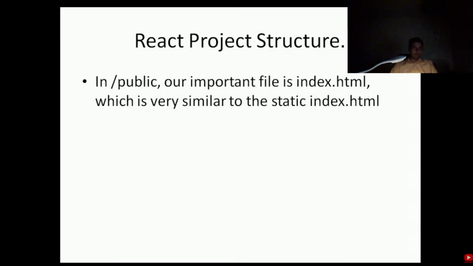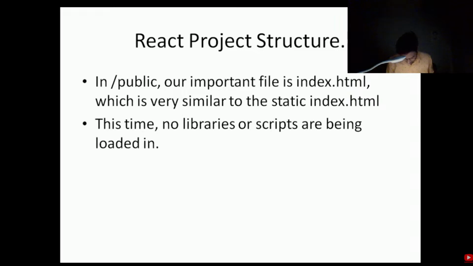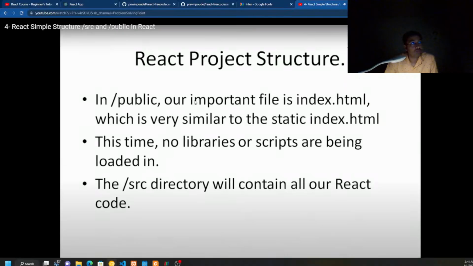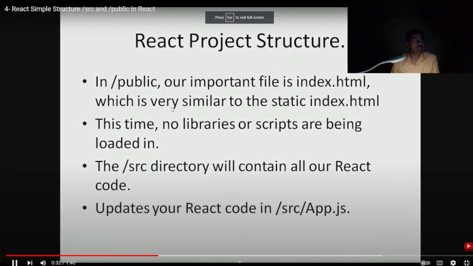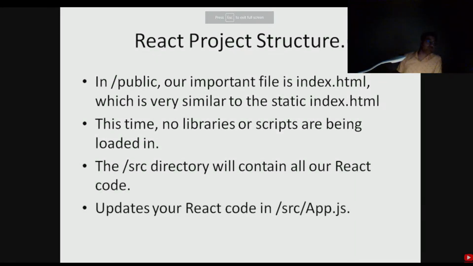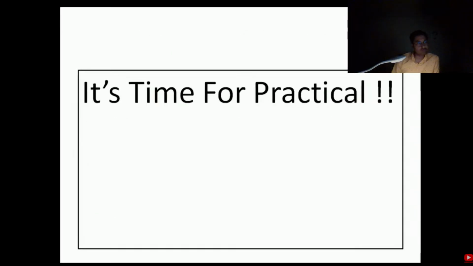In public, our important file is index.html, which is very similar to the static index.html which we had before. Now this time no libraries or scripts are being loaded in, as we have seen that in our React with CDN we have scripts to load. So here we have no libraries, no scripts to load. The project source directory will contain all our React code, and just update your React code in src/App.js to see magic.